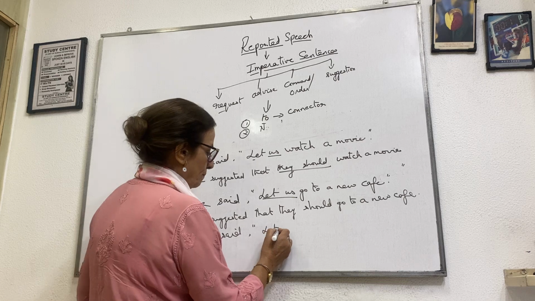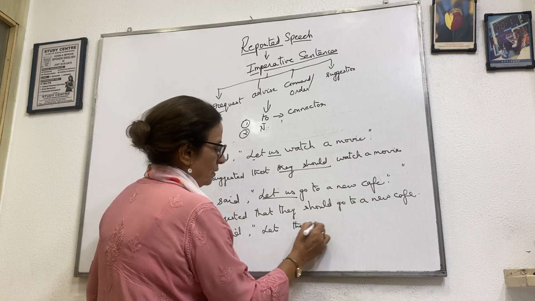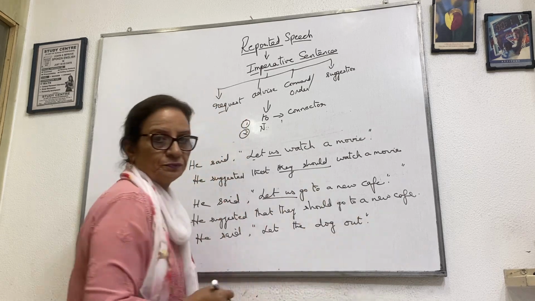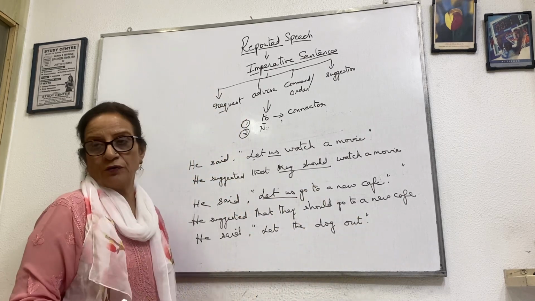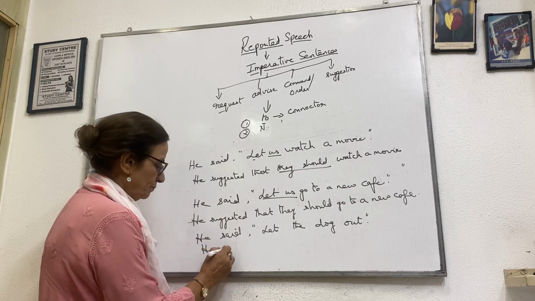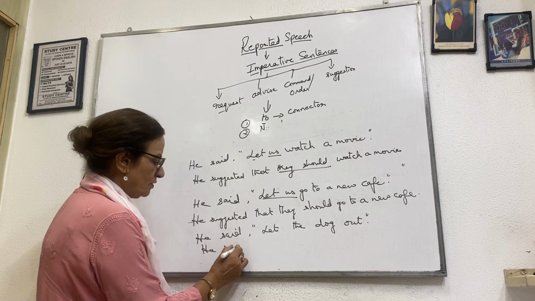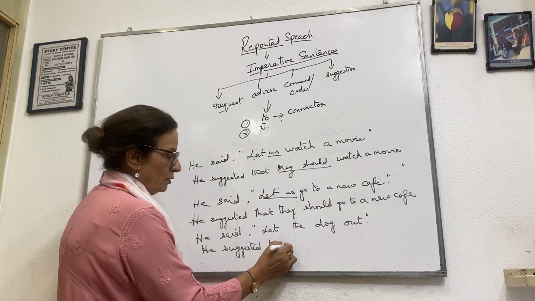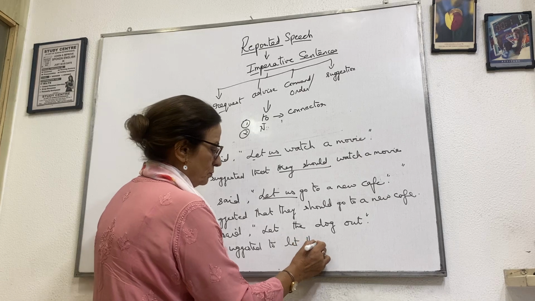Take another one. He said, let the dog out. Now let is not followed by us, so it will remain simple. He suggested to let the dog out. Whenever let comes alone, it will be a suggestion or a proposal. He suggested to let the dog out.